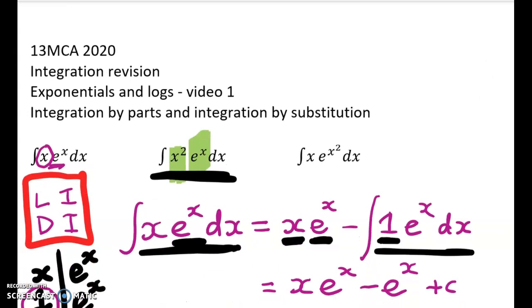Let's have a look at this last one and see if maybe this is the one I said might be the easy one. And it is. Now the reason it's the easy one is because here I've got e to the power of x squared. So to differentiate that I need to use the chain rule.